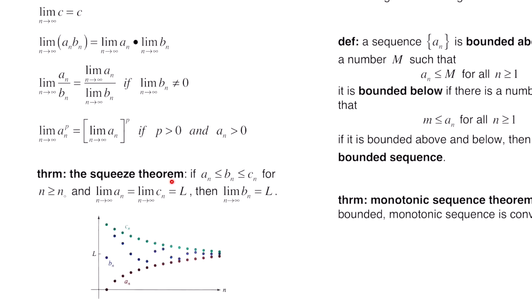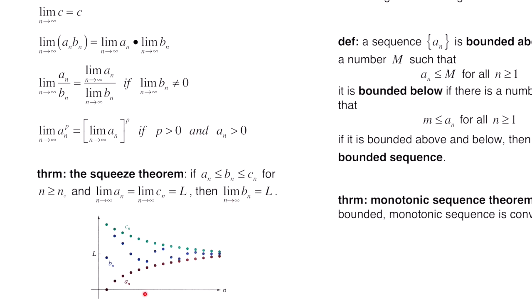Here we have the squeeze theorem. If you have three sequences where b is in between a and c, and the limit of a is equal to the limit of c, which equals L, then because b is in between, you conclude that the limit of the sequence b is equal to L as well.